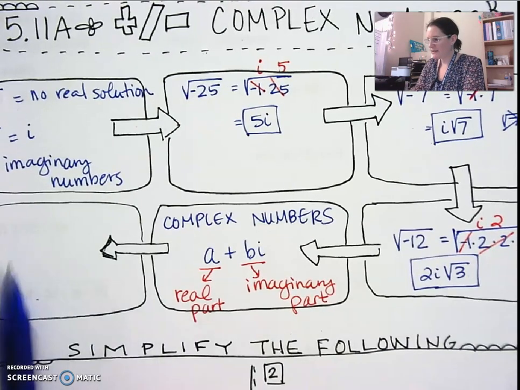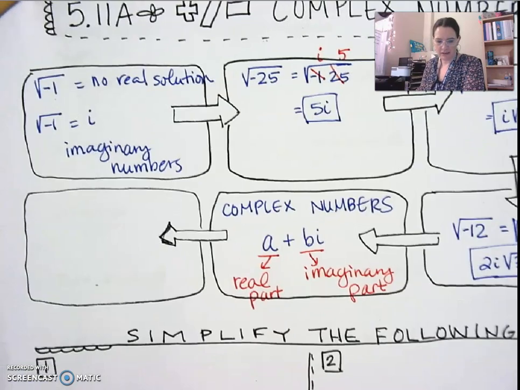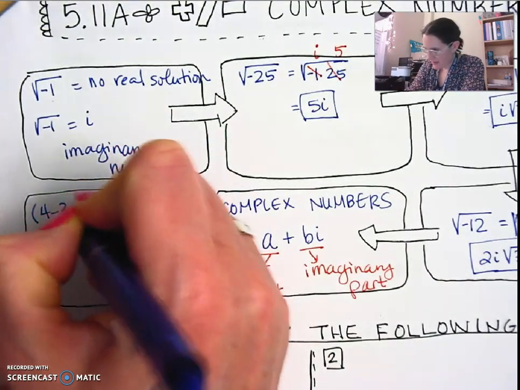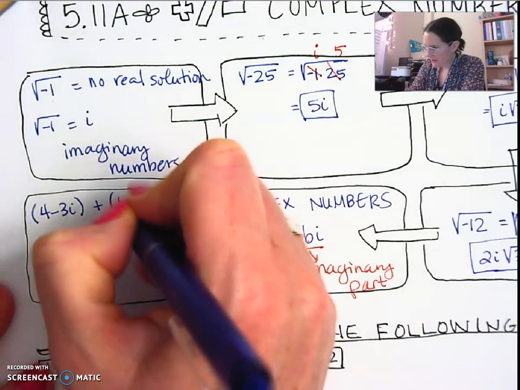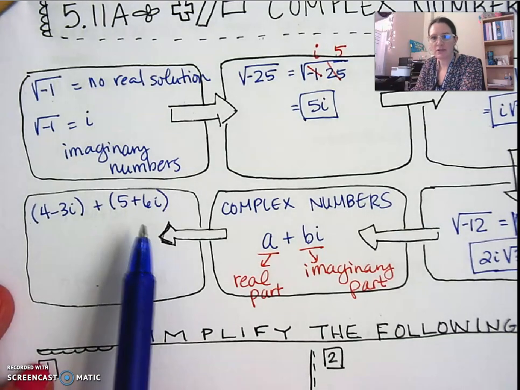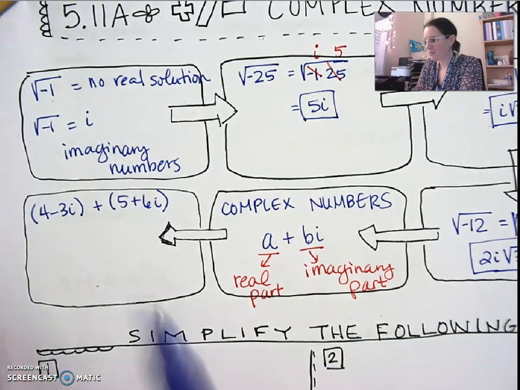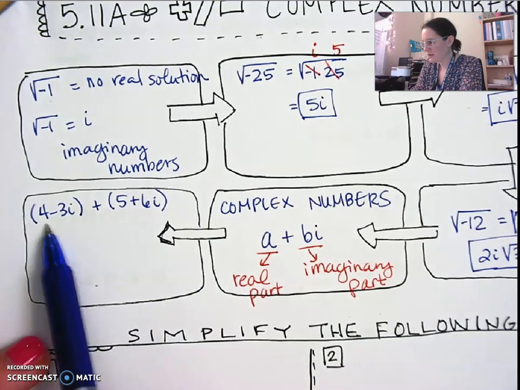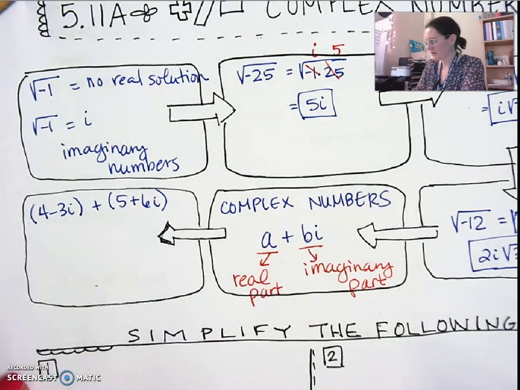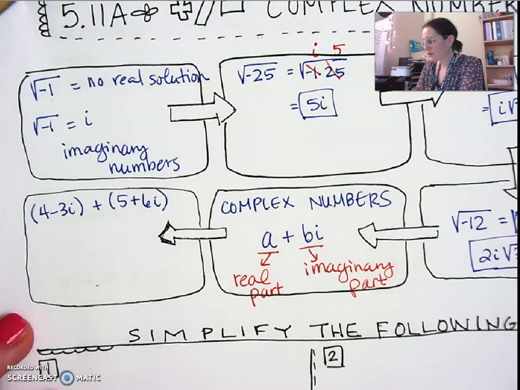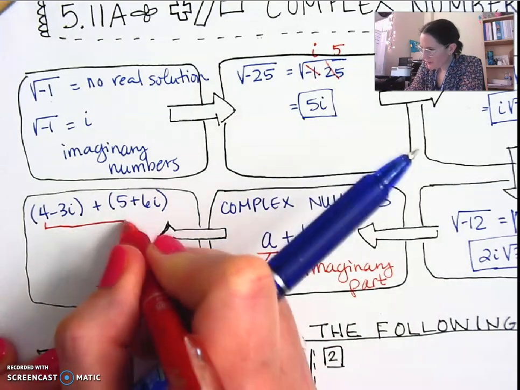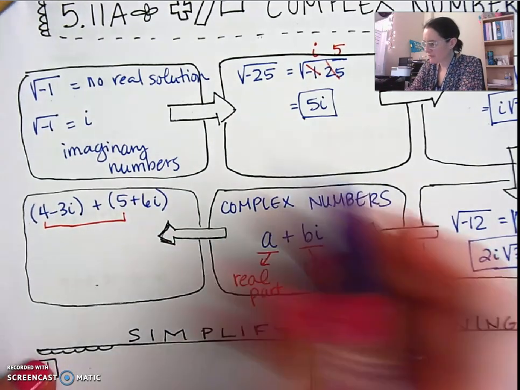Now let's look at some complex numbers that we're going to be adding. So let's say I had 4 minus 3i plus 5 plus 6i. Right? So that's two complex numbers. Now it's 4 terms, but two complex numbers because this 4 minus 3i is one of them and 5 plus 6i is the other one. And you're going to just combine like terms. So 4 and 5 are the real parts. Those are like terms. That makes 9.